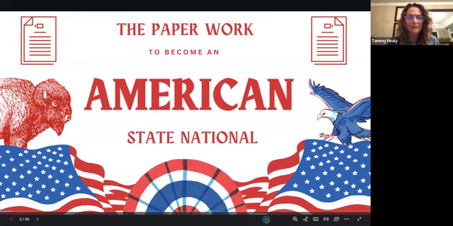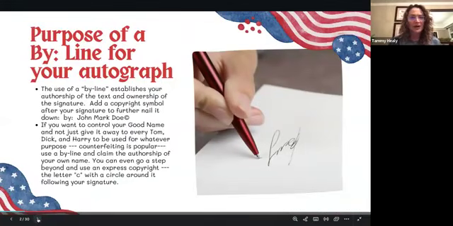All right. So this is all about paperwork tonight. So, the purpose of a byline. I'm sure a lot of you have had these questions before. Why do we need a byline? That's where you write BY colon, and then you autograph your name. The use of a byline establishes your authorship of the text and ownership of the signature.